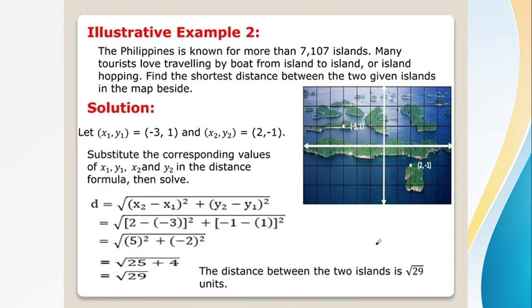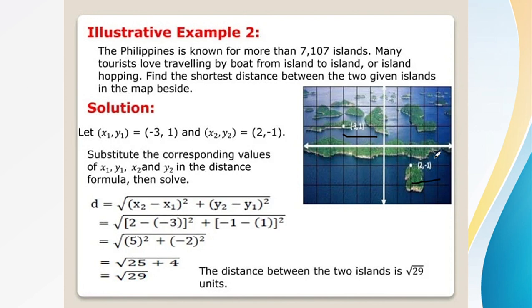Okay, example number 2. The Philippines is known for more than 7,107 islands. Many tourists love traveling by boat from island to island or island hopping. Find the shortest distance between the two given islands in the map beside. So, nata dire island, no? Island 1, we have negative 3 and 1. Island 2 is positive 2 and negative 1.